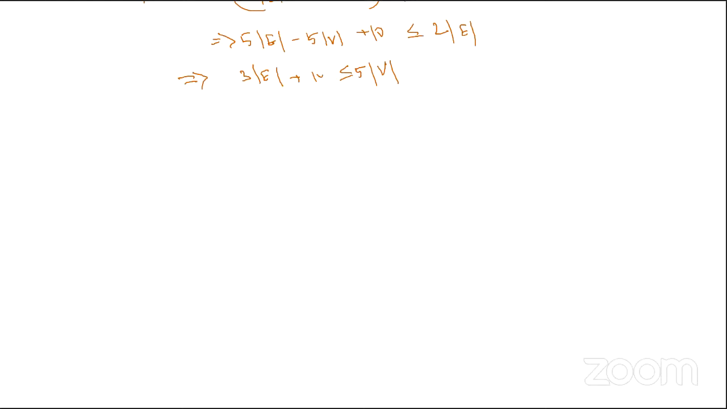So that implies V, equal to vertices, is greater than or equal to 3 of edges plus 10 whole divided by 5. Consider equation number 1.